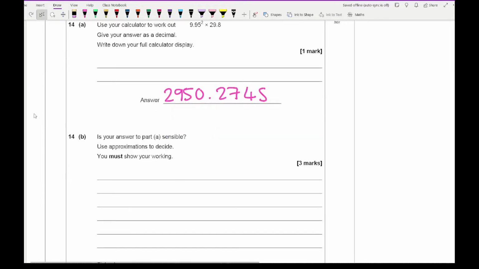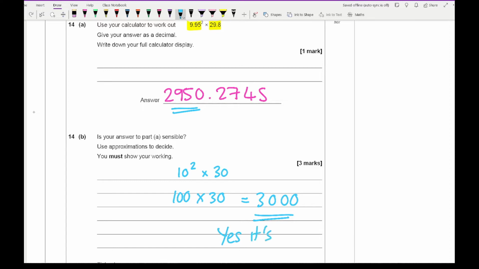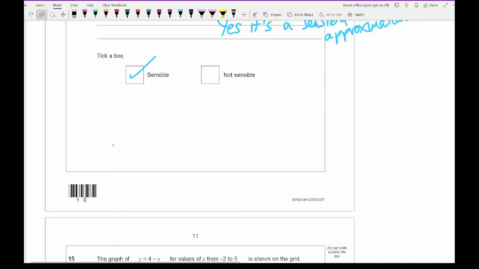It then says, is your answer to part A sensible? Use approximations to decide. So what we need to do here is basically round these numbers to their nearest sig fig. So 9.95 is basically 10, and 29.8 is roughly 30. So here I've got 100 times 30, which gives me an answer of 3,000. So is this answer close to this answer here? Well, yes. So yes, it's a sensible approximation. Oh, and we can tick that box actually.